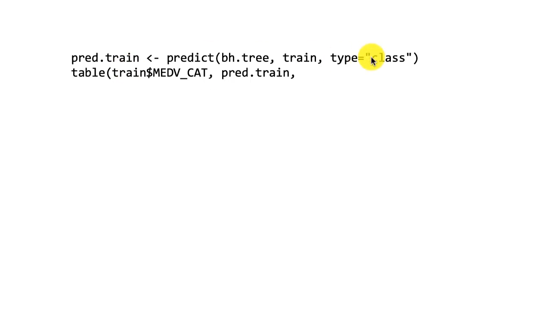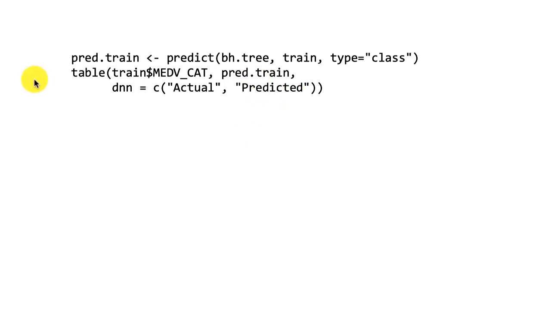Okay, so once you have that, we can then generate the error matrix, right? Because we have the actual values contained in train$medv_cat, and then we have the predicted values contained in this vector pred.train. Okay, so I can generate the error matrix by using this function table. Okay, table train$medv_cat, the actual values, pred.train, the predicted values, and we are saying that we want to put these names. The first thing is the actual values, the second thing are the predicted values.